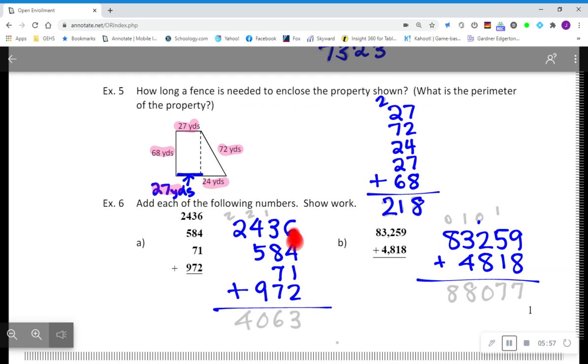So I'm going to add up this right-hand column. 6 and 4 is 10, and this gives 3 more, so 13. I'll add up the next column. 4 and 8 is 12. 12 and 7 is 19. 19 and 7 is 26.